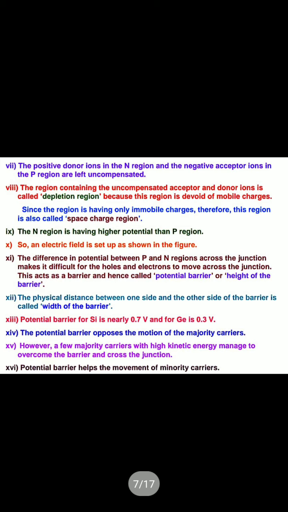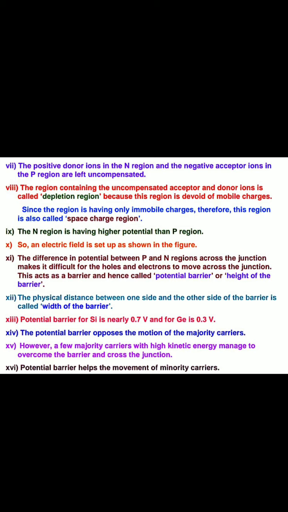The difference in potential between the P and N regions across the junction makes it difficult for the holes and electrons to move across the junction. This acts as a barrier, and hence it is called the potential barrier or height of the barrier. Because of this potential difference and the depletion layer, the majority carriers, holes from P side to N side and electrons from N side to P side, are not diffused, are not moved. This potential difference resists the flow of those majority carriers. That's why this is called the potential barrier.